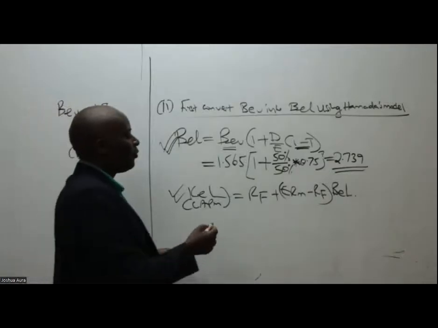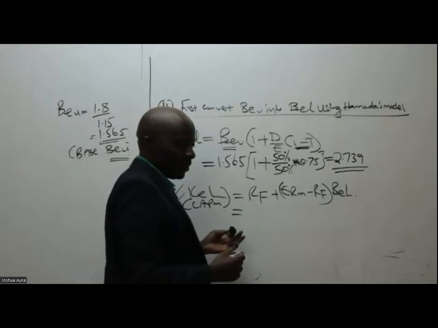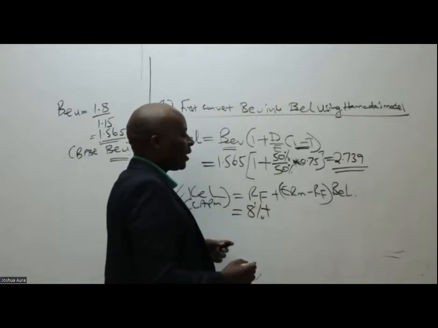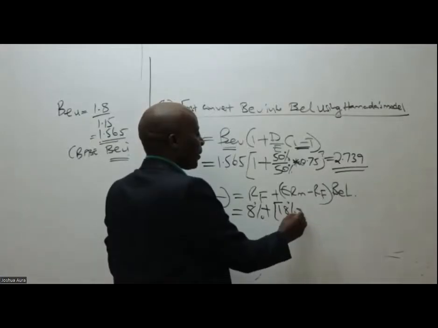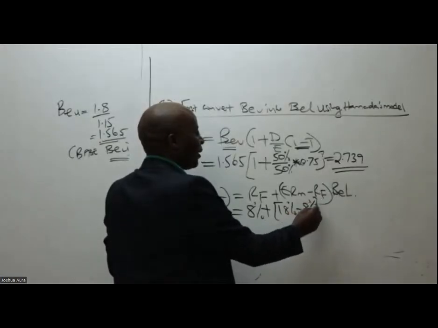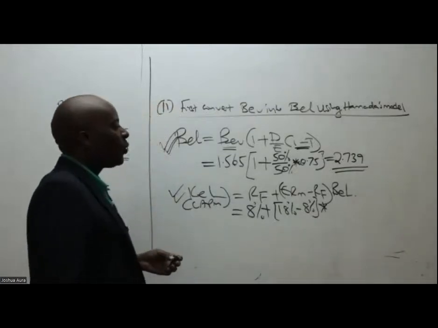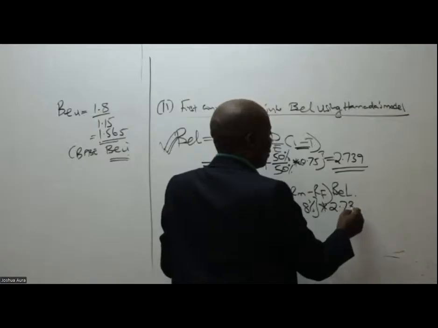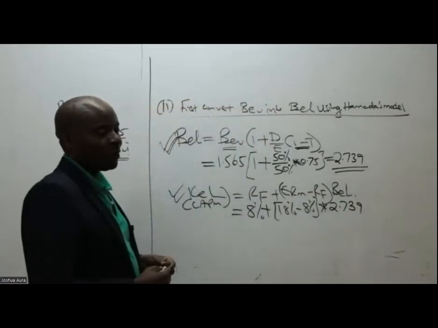So could you kindly give me the risk-free rate? You guys have given me these figures. What is the risk-free rate of return? It is 8%. So 8% plus the expected return of the market, which you gave me as 18% minus 8%, multiplied by the beta equity of the levered organization, which here is 2.739.